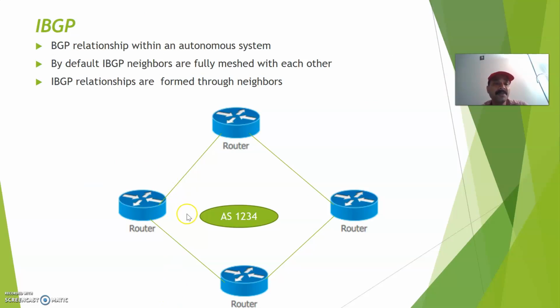So what is IBGP? The BGP running between the routers within a single autonomous system is called IBGP. IBGP relationships are formed through neighbors. It is not limited to directly connected neighbors; it is always formed through neighbors. That means we have to explicitly configure the neighbor statement on each and every router. Each router will be in a full mesh neighbor relationship with all the other routers. That is the main purpose. IBGP is not between the neighbors, IBGP is always formed through neighbors.